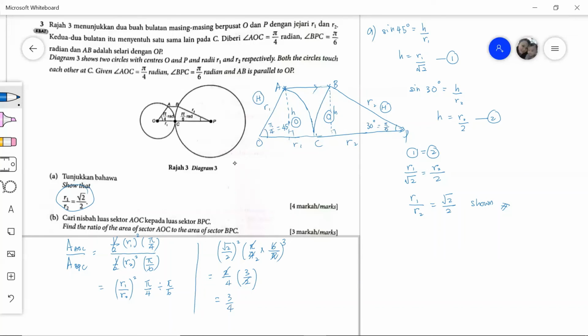That means the ratio of the area of sector AOC to the area of sector BPC is 3 to 4. So that is the answer for part B. That's all for question number 3.